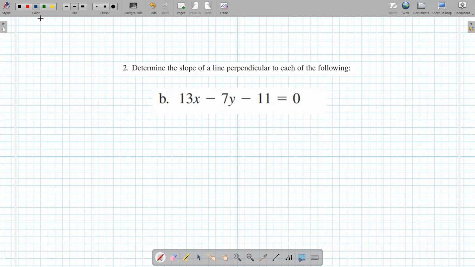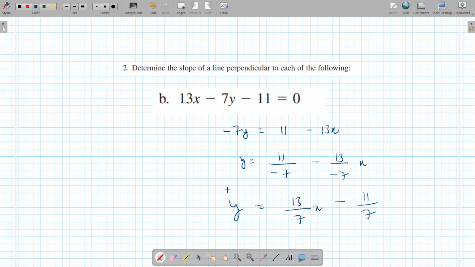You add 11, then you subtract 13x, right? And then you divide by -7. Like that. So you get 13 over 7x minus 11 over 7. There you go. Now it's in the right form.